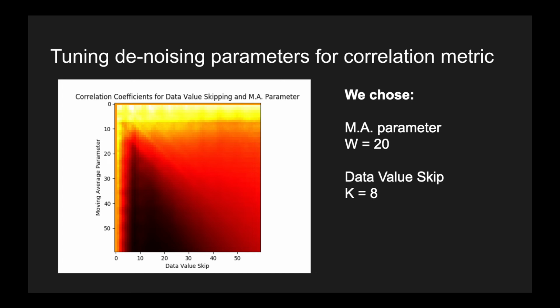Shown below is the Pearson correlation coefficient for camera and RFID data from the same person for different moving average parameters and different data value skips. We chose parameters that required the least amount of raw data to minimize the end-to-end latency of the system. Informed by the correlation matrix shown here, we chose a moving average parameter of 20 time steps and a data value skip parameter of 8 time steps.